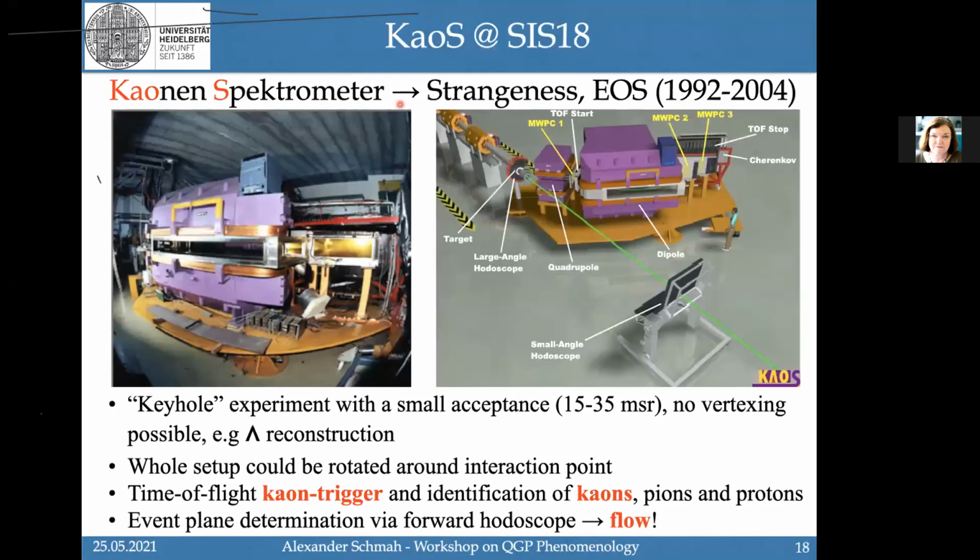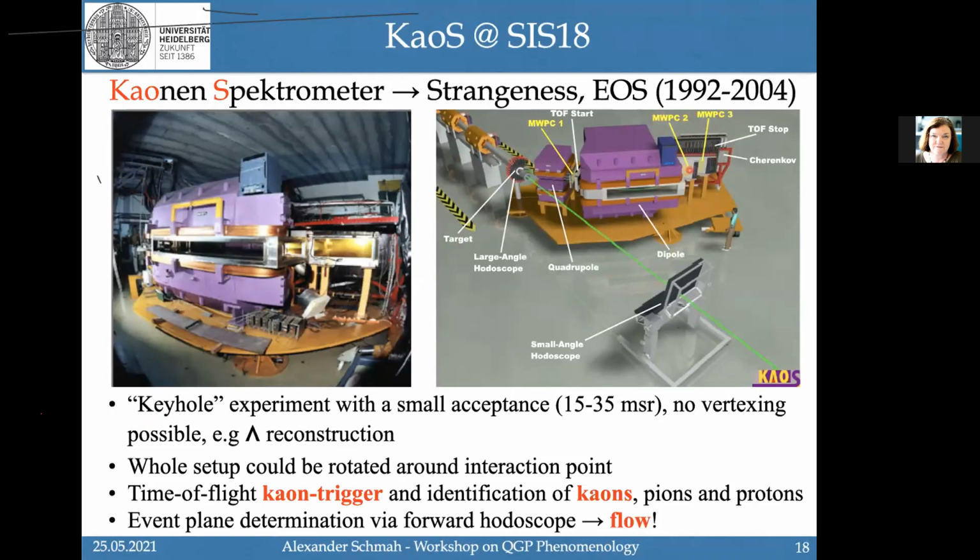So only briefly, I will mention the KaoS spectrometer. This stands for Kaonen Spectrometer. You see here the operation time, in the 90s mainly. This is what we call a keyhole experiment, because it actually had a tiny acceptance. So the target was here, and then the particles were going through a very tiny acceptance into this dipole where the particles were bent. And then you also have, in that case, multi-wire proportional chambers.